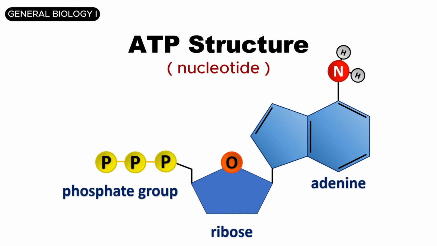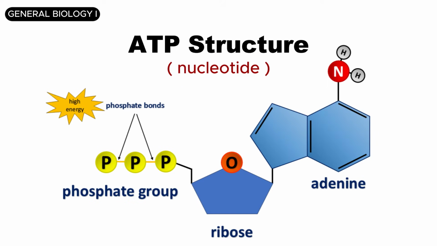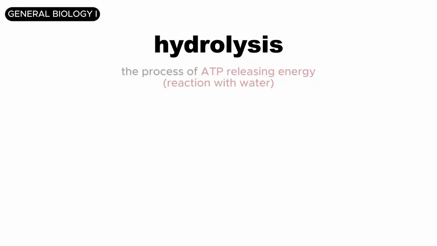The most important part of ATP is its 3 phosphate groups, which are connected by high energy phosphate bonds. The energy stored in these bonds is what cells use to power their activities. When a cell needs energy, ATP undergoes a process that converts it into ADP, or adenosine diphosphate. The process of ATP releasing energy is known as hydrolysis.